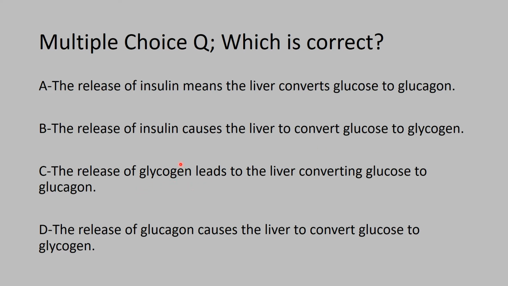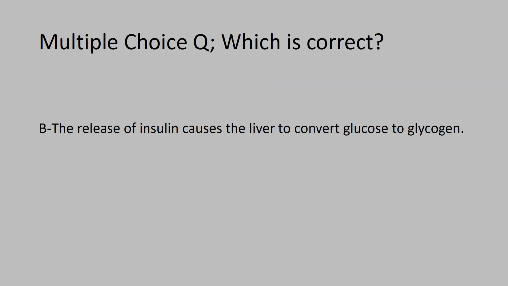The release of glycogen, so, well, it can't be this one because glycogen is how it's stored, so we know that one's not right. The release of glucagon causes liver to convert glucose into glycogen. Well, that one's not correct because it's the other way round. So that, of course, means that B was the correct statement. Insulin causes glucose to be taken up and turned into glycogen.